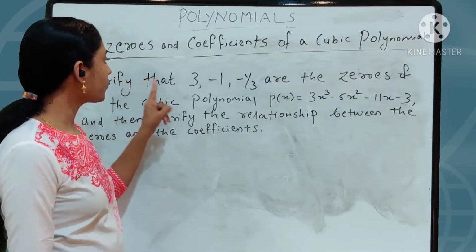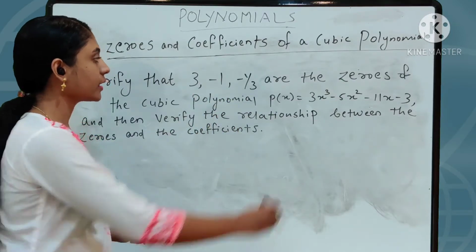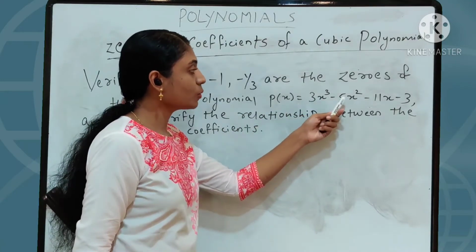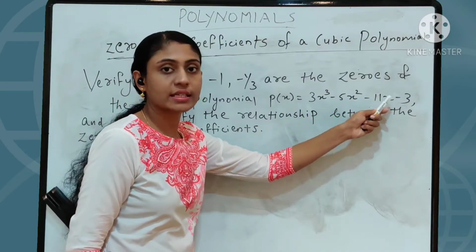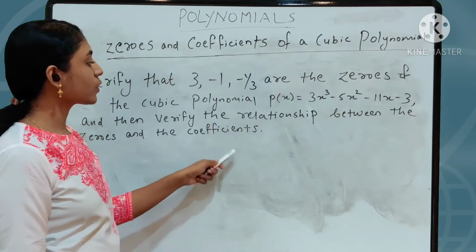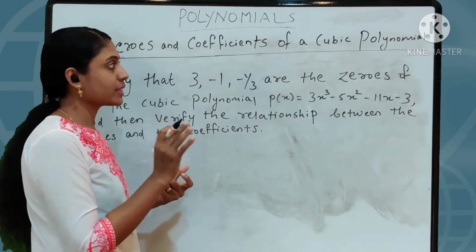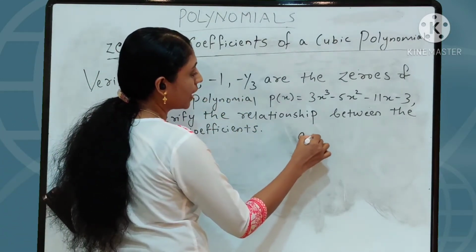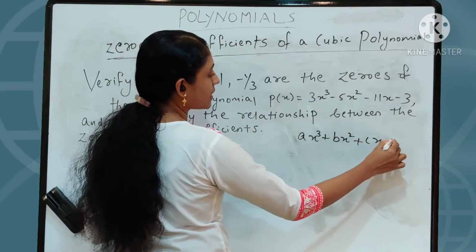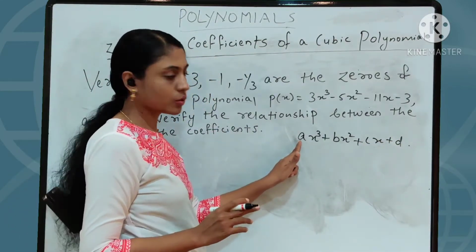So the question is to verify that 3, minus 1, and minus 1 by 3 are the zeros of the cubic polynomial p of x, which is equal to 3x cube minus 5x square minus 11x minus 3, and then verify the relationship between the zeros and the coefficients. And we know the cubic polynomial, right? A cubic polynomial is always of the form ax cube plus bx square plus cx plus d, where a, b, c, d are real numbers and a is not equal to 0.